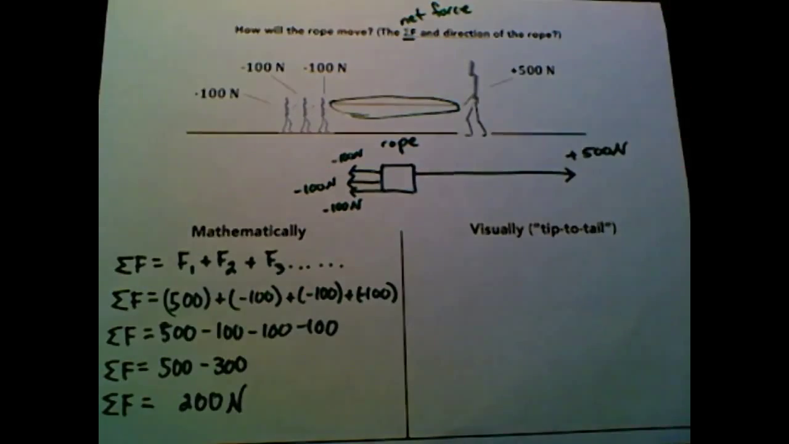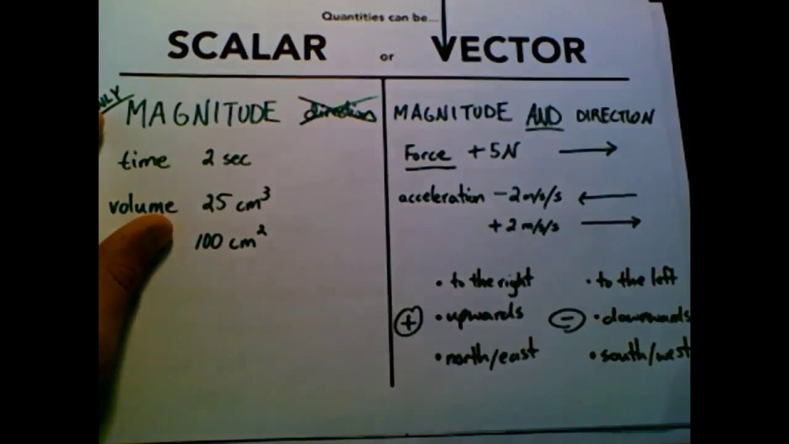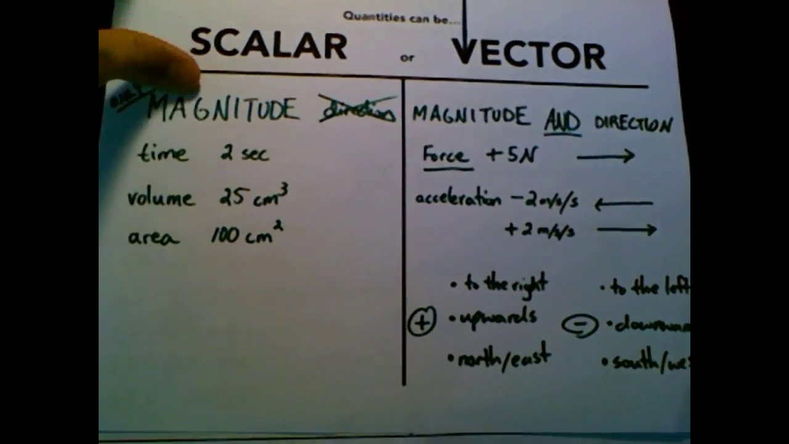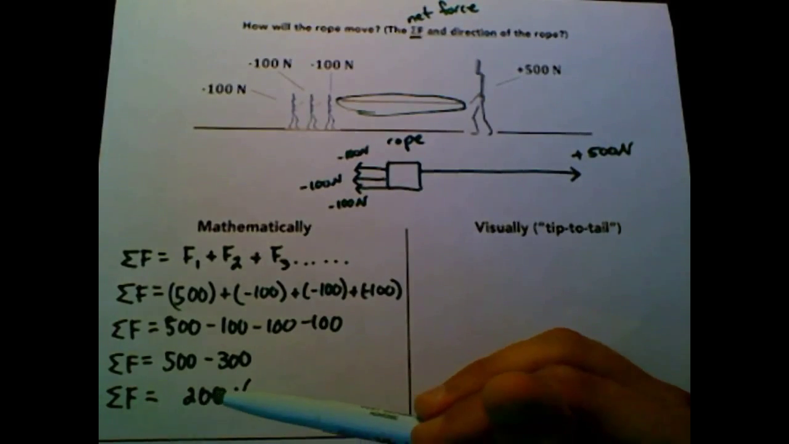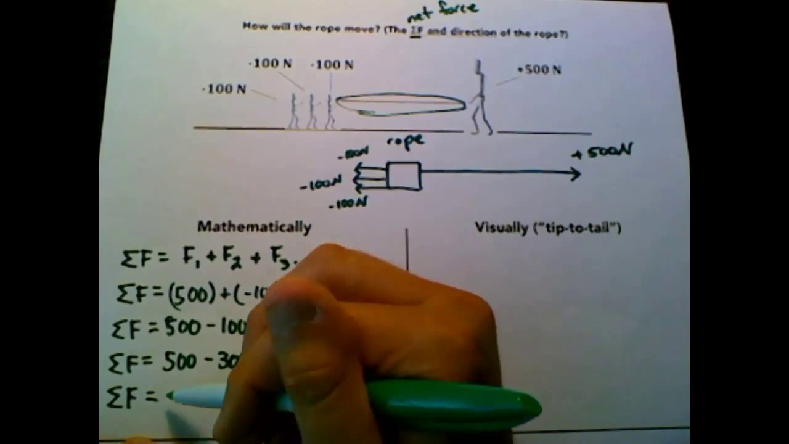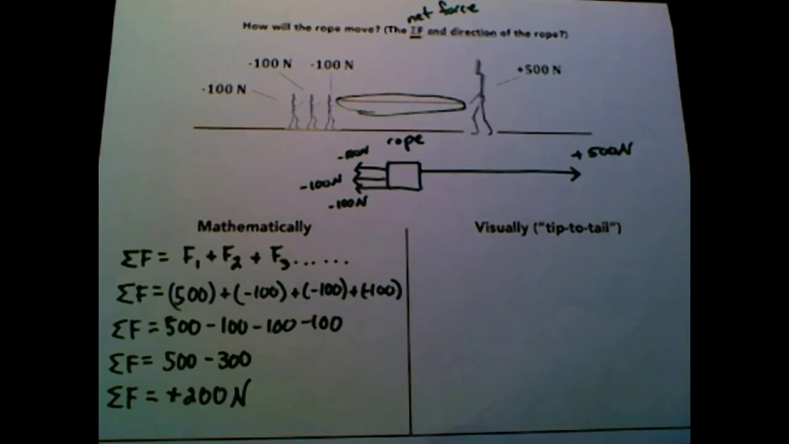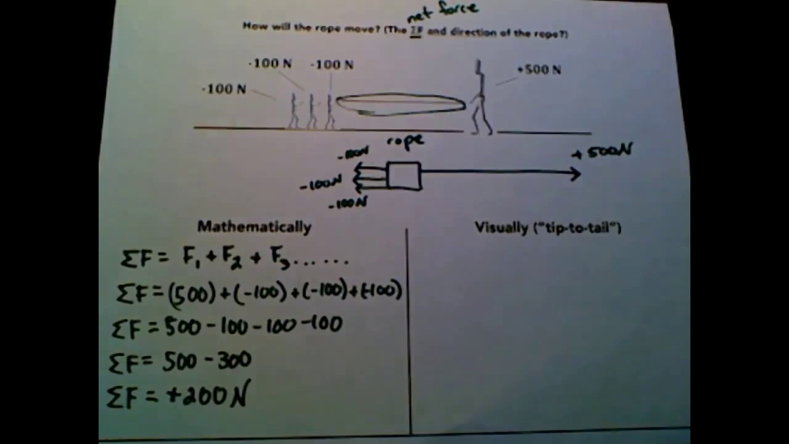And if I go back to the sheet right here, force is a vector quantity, so we want to include that direction. My mathematical answer didn't include a negative number. It's positive, but we want to highlight that. I want to show this positive right here, and that emphasizes, first of all, that this is a vector quantity, and it shows us that the net force acting on this rope is going to be moving to the right with a force of 200 newtons.